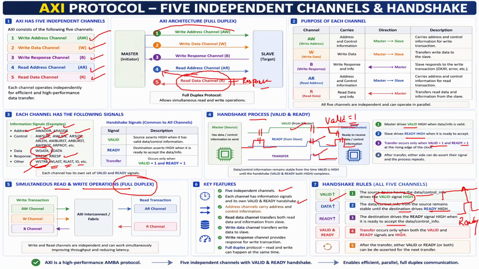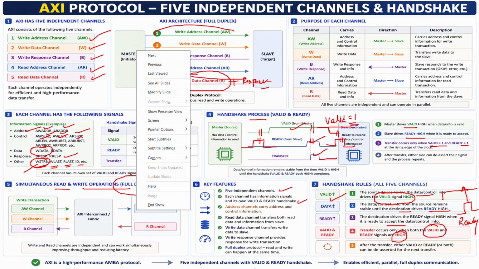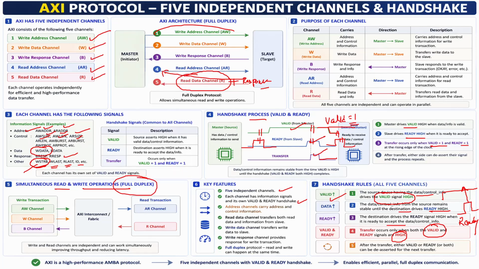Okay. So a transfer happens only when both valid and ready are high. Before that it is not happening, and after that also not happening. Okay. So why are we having five independent channels, each channel having valid and ready handshake signals? Because of efficiency, parallel operation, and full duplex communication that we need to provide.